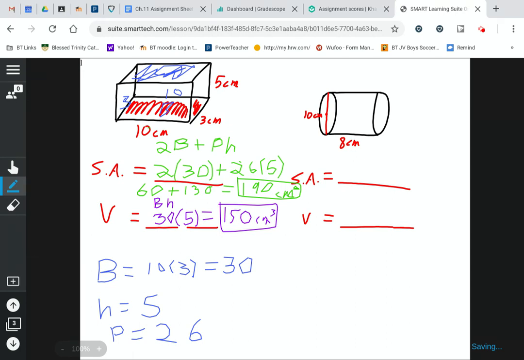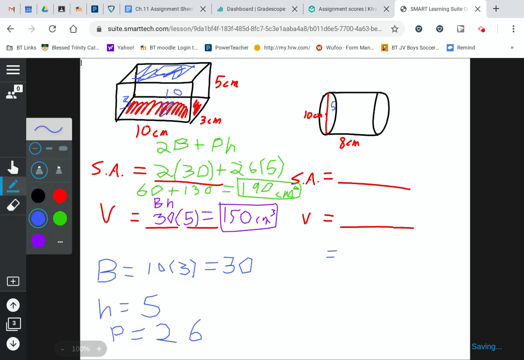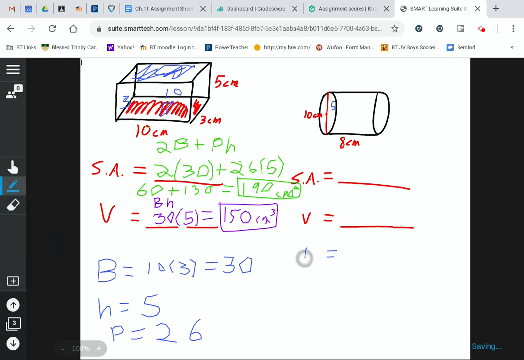All right. So we're going to do kind of the same thing over here with a cylinder, but for a cylinder, instead of B, we need R. We need the radius. What we notice here is I gave you the diameter is 10, so we know that the radius has to be half of that. My radius is going to be 5. And then we know my height is going to be 8. It's the distance between my two circles here.